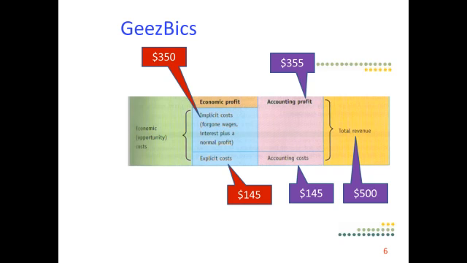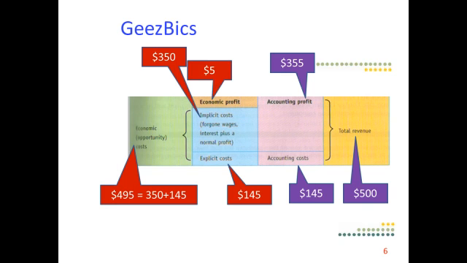If we add up all the implicit costs, we saw that we would arrive at $350 of implicit costs, which includes the normal profit. And adding both explicit, 145, to implicit, 350, we arrive at $495, which when taken away from the revenue gives us $5 of economic profit. So 145 plus 350 plus 5 uses up the whole of the $500 of total revenue.